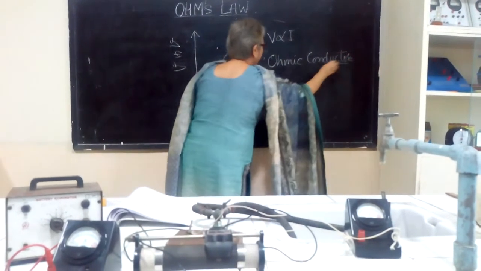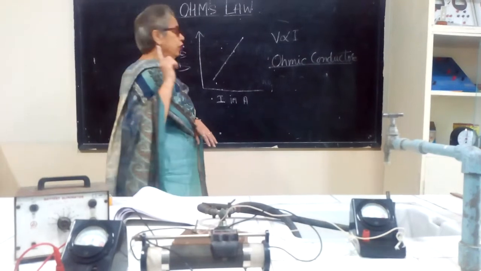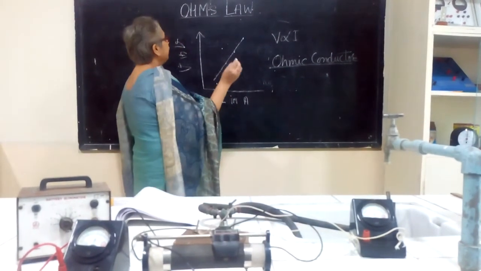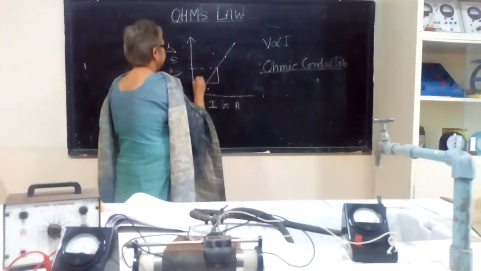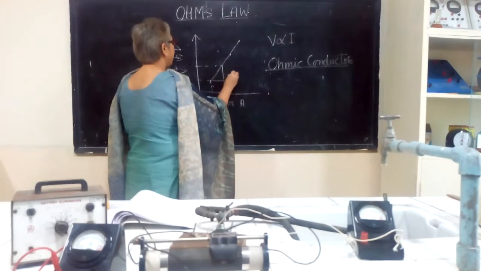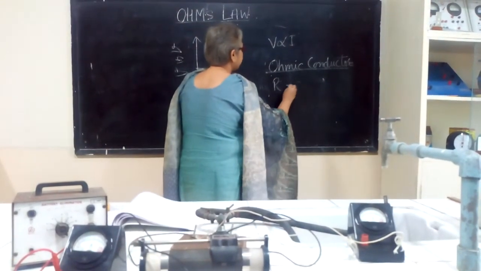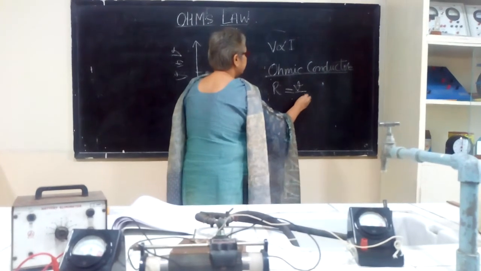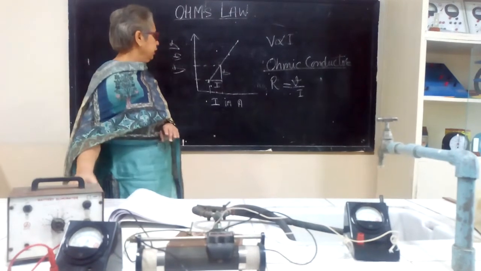Now what is an ohmic conductor? It is the conductor which obeys Ohm's law. Okay, and the slope of this graph will give you the resistance of this particular circuit or conductor.